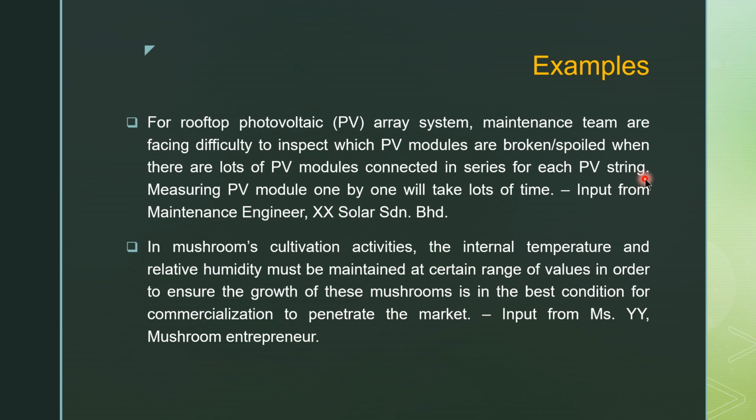You put some mirror, something like that, there, at the correct angle. At the same time, you can measure the voltage from there, from the first module. No need to go to the seventh module or the eighth module that has the problem. That kind of solution. There's no obvious solution. Measuring PV modules one by one will take lots of time, and that's the problem.